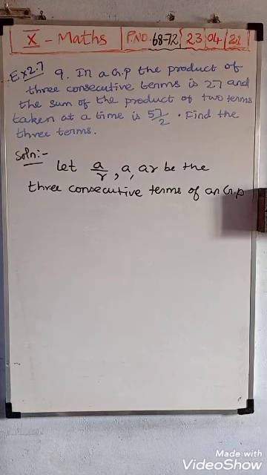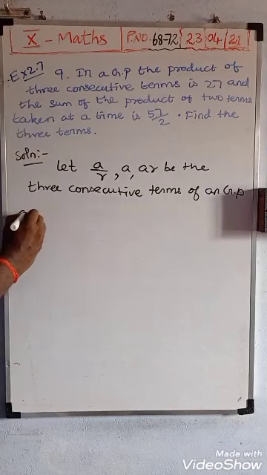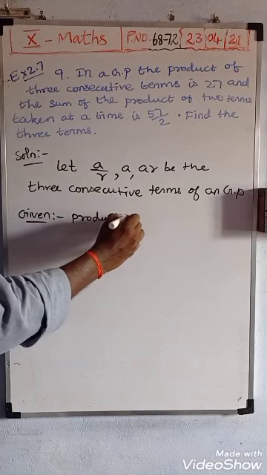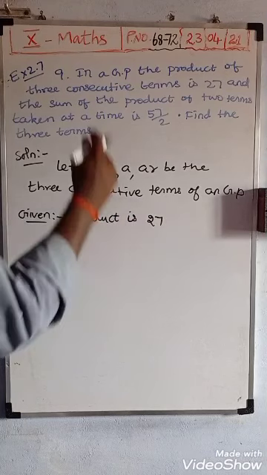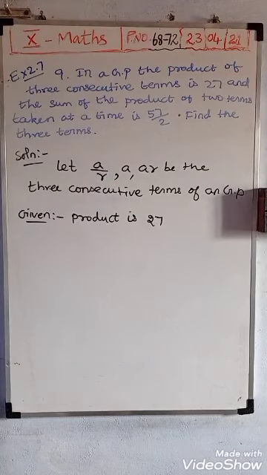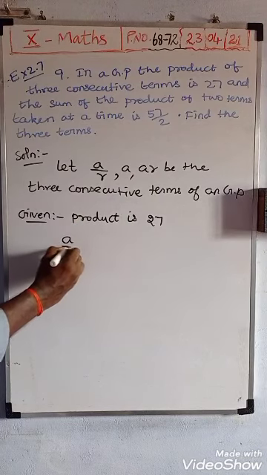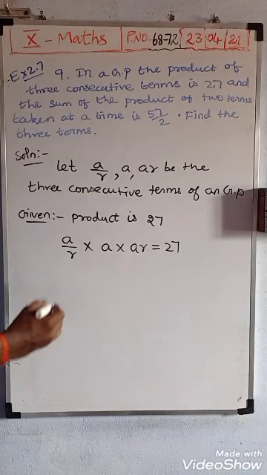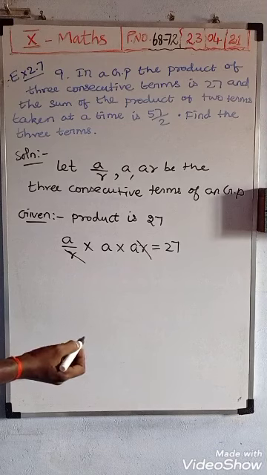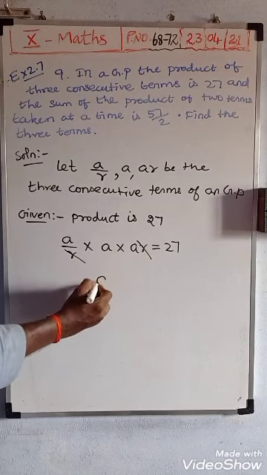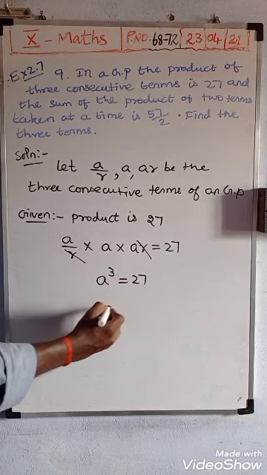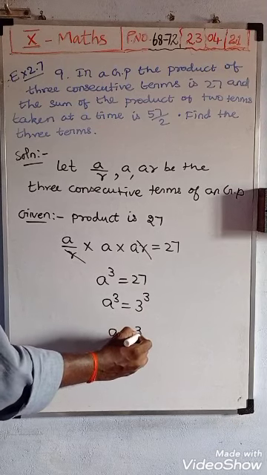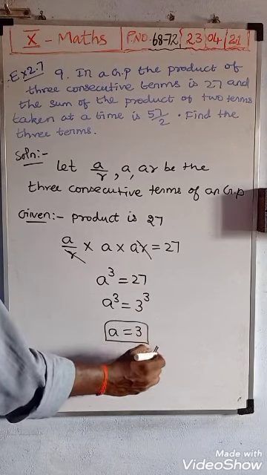So now, according to the given condition, the product is 27. These three terms multiplied, the answer is 27. So multiply a by r into a into ar, the answer is 27. Now here r will get cancelled. Now a into a into a, so a cube is equal to 27. Now a cube is equal to 27 can change into 3 cube. Now power is equal means base also equal, therefore we will receive the a value as 3.